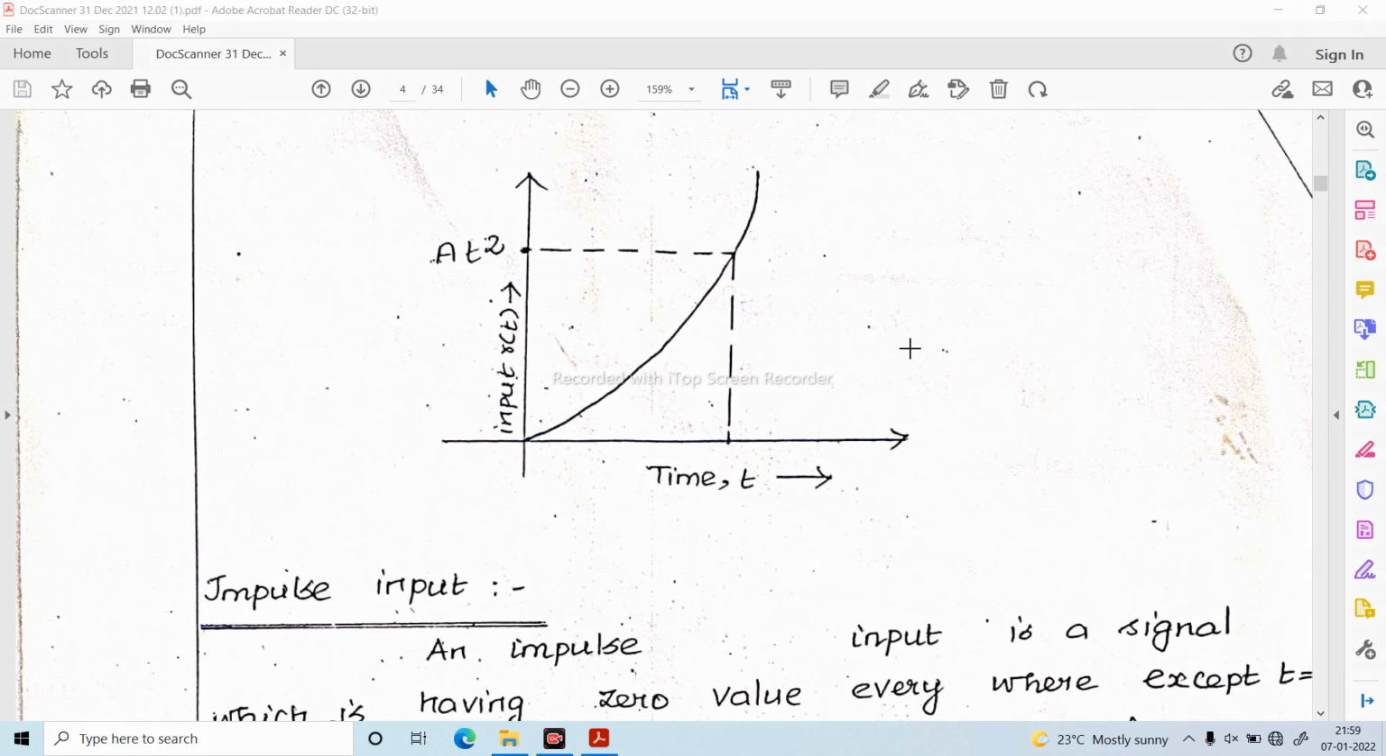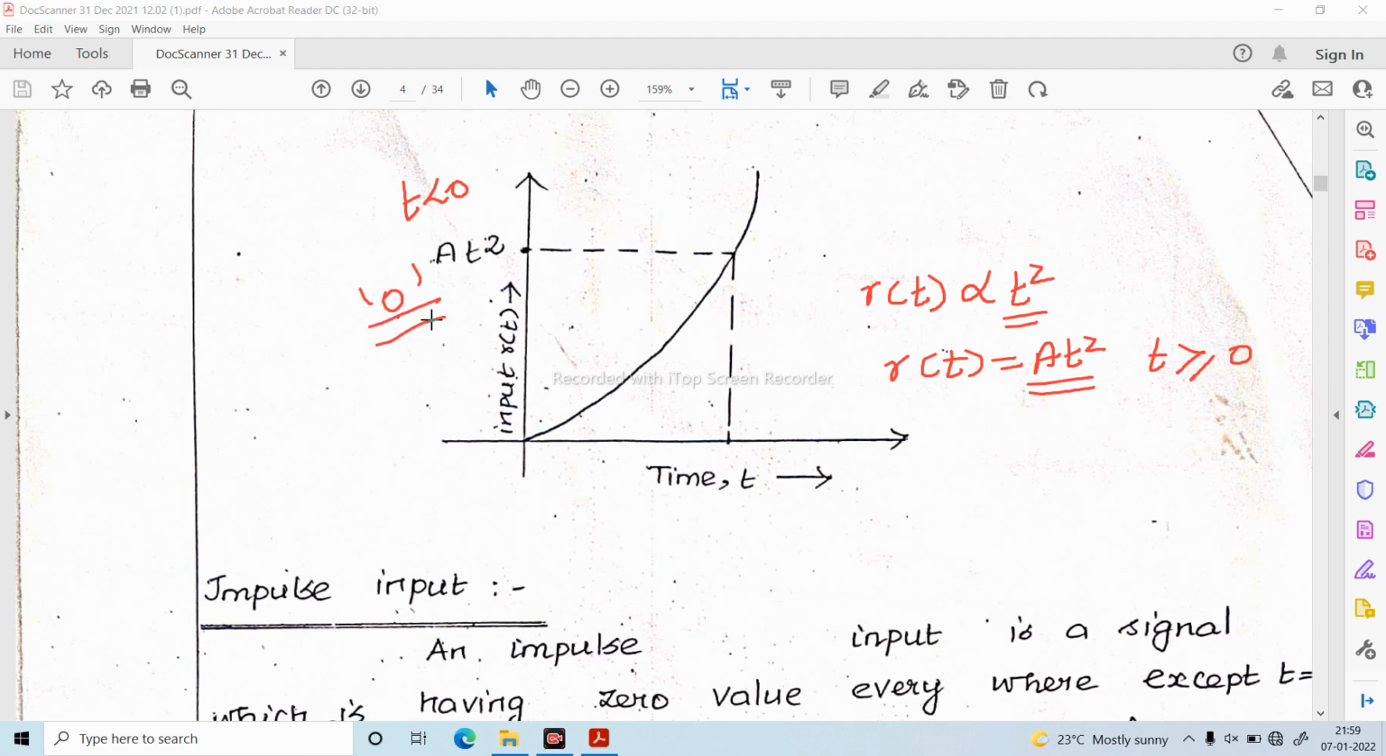Next we are going to see the graphical representation of the parabolic signal. See, in the parabolic signal, R of t is directly proportional to t square, or acceleration. So R of t is equal to a t square. This is also applicable when t is greater than or equal to 0. What about t less than 0? The value is equal to 0.